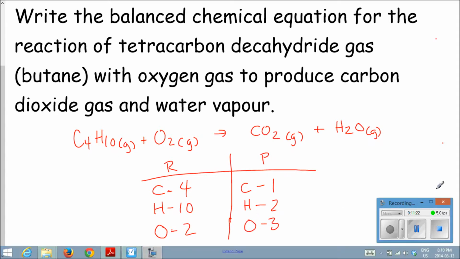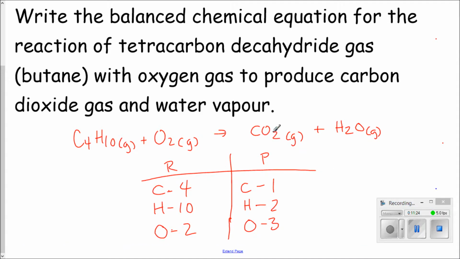So in this case, what we're going to want to do is oxygen last. So let's balance everybody else first. So I'm going to balance my carbons first. I have 4 carbons on this side, so I'm going to put 4 on this side. That changes that to 4. It changes the amount of oxygens I have. I'm going to worry about that at the end, though.